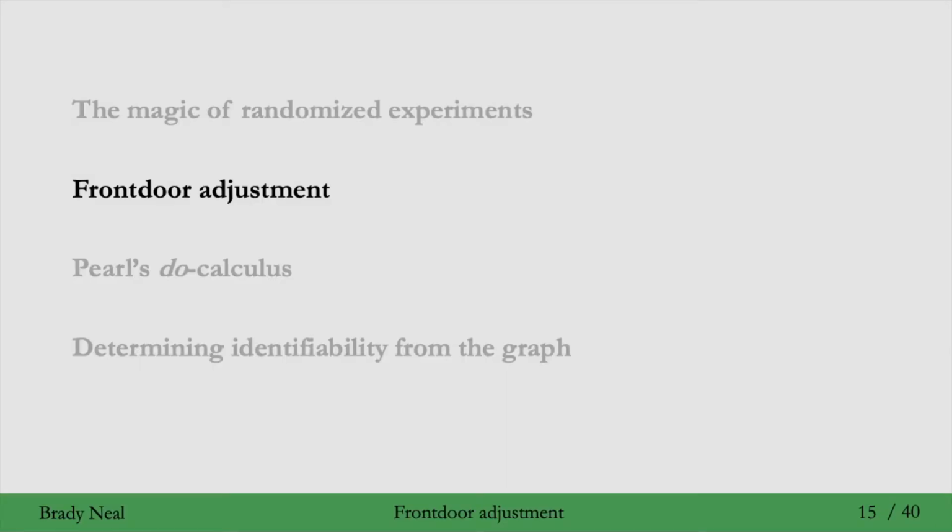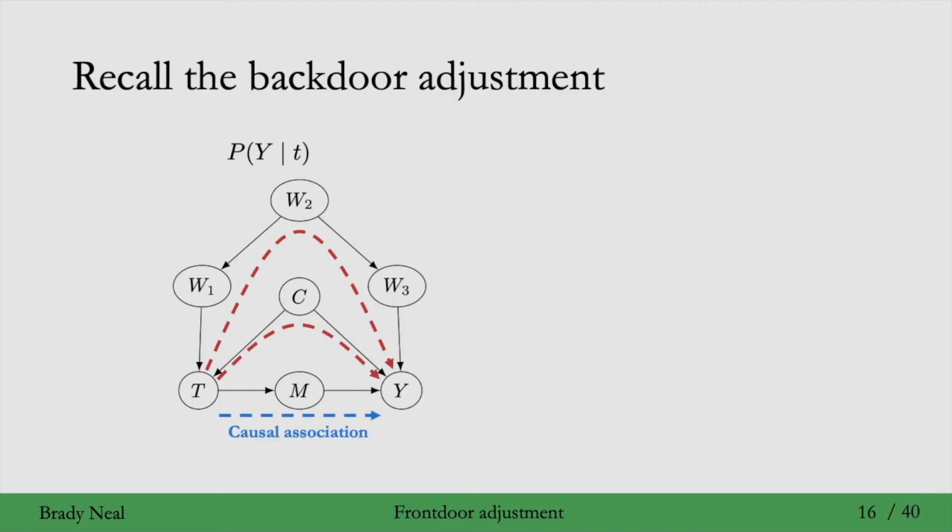Now that we've seen why randomized experiments are magic from a few different perspectives, we'll move on to more general identification beyond the backdoor adjustment for the rest of this lecture. And the first is the Frontdoor Adjustment. Let's quickly recall the backdoor adjustment. So if we're looking at P of y given t here, we have non-causal association flowing along these backdoor paths. But we can fix that by blocking those backdoor paths by just conditioning on W2 and C, for example. So we can get identification in this graph just using the backdoor adjustment.